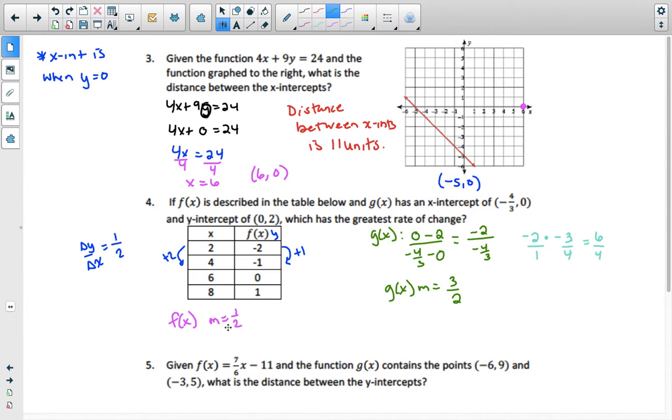F of x is just a slope of 1/2. So the one that has the greater rate of change would be g of x, because it has a rise, or a change of y, of 3 over a change of x of 2, while f of x has a change of y of 1 over the same change of x. So we have rise 1, this one is rise 3. So g of x has a greater rate of change.